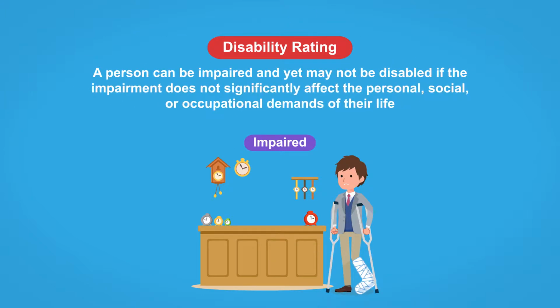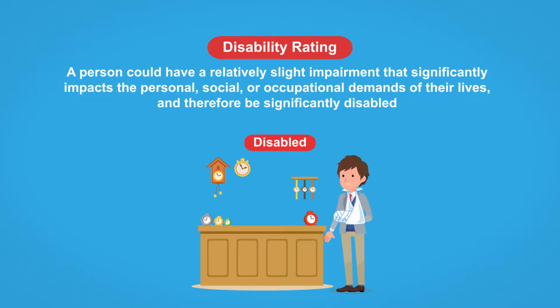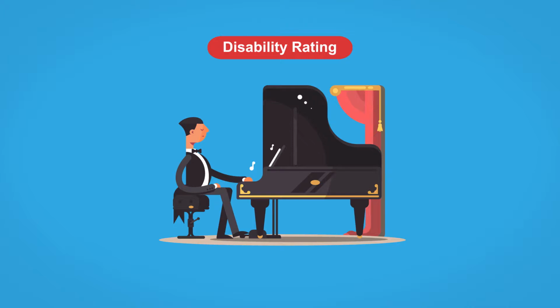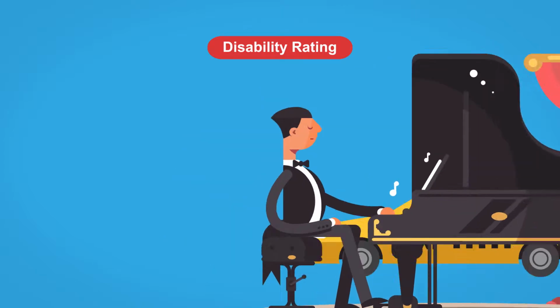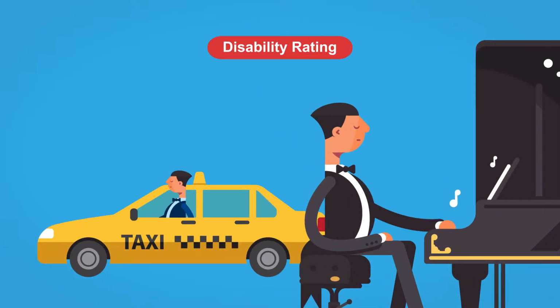Note, too, that a person can be impaired and yet may not be disabled if the impairment does not significantly affect the personal, social, or occupational demands of their life. On the other hand, a person could have a relatively slight impairment that significantly impacts the personal, social, or occupational demands of their lives and therefore be significantly disabled. For example, the loss of use of a finger on the right hand may result in greater disability to a right-handed professional pianist than it would to a left-handed taxi driver.